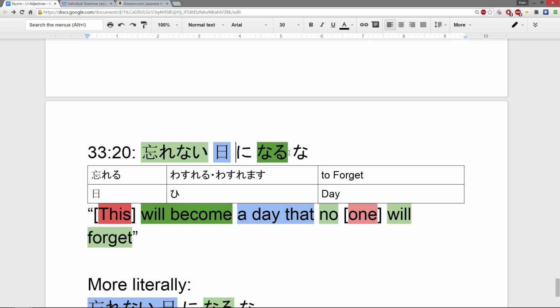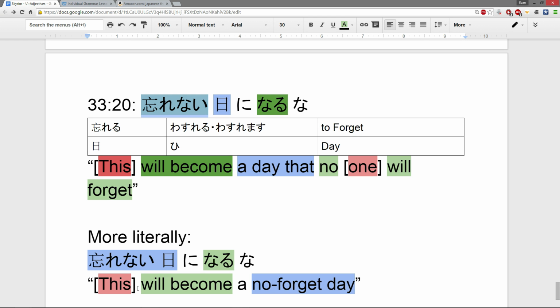Something is becoming. Probably he's talking about today. Today will become a day that we won't forget. This will become a day that no one will forget. Yeah, great. This will become a no-forget day. This is a much more literal translation.